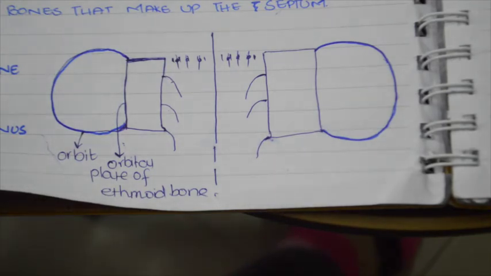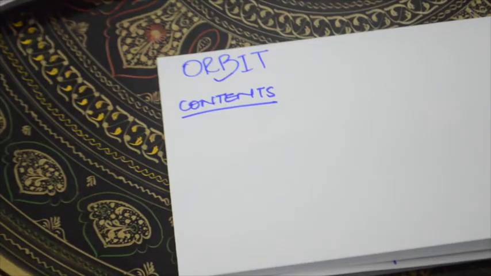After this, we'll do the orbit. Stay tuned. We know already that the orbit is made up of bones, and it must contain something, obviously. So there is a common question about the contents of the orbit, and these are many, but we need to just go through them in an easy way, so you don't have to cram them.